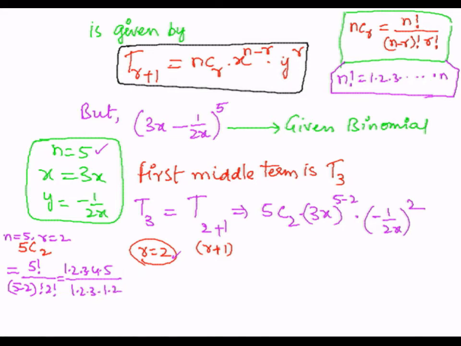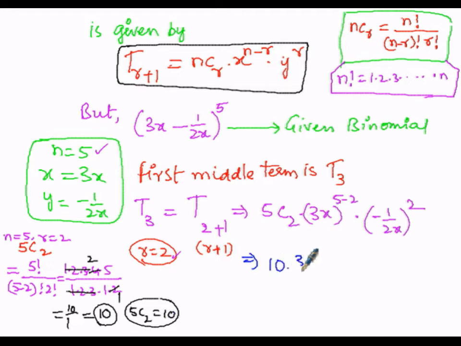Then 1 into 2 into 3 in the numerator and denominator get cancelled. The 1 and 2 in the denominator and the 2 and the 5 in the numerator give 2 5s is 10. So 10 divided by 1 is 10. Therefore 5C2 value is 10. In this manner we got the 5C2 value as 10.